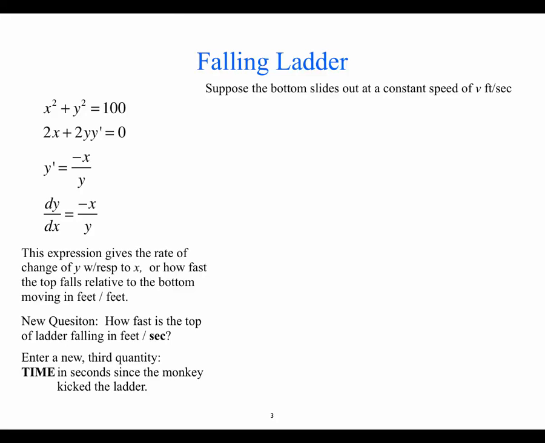So if that's the constant speed, and this is our variable t, say down here, then what would x equal? What would x equal as a function of t if the bottom slides out at a constant speed of v feet per second? Could you find what x equals?